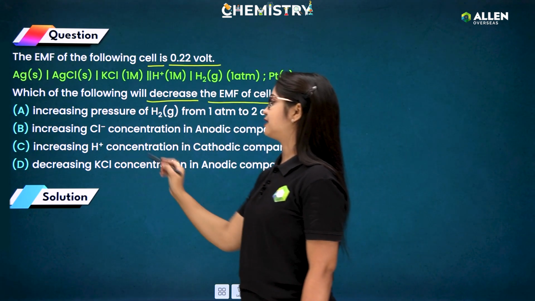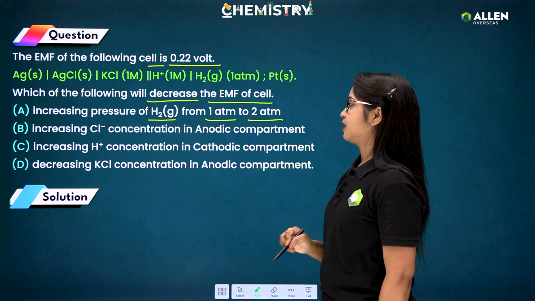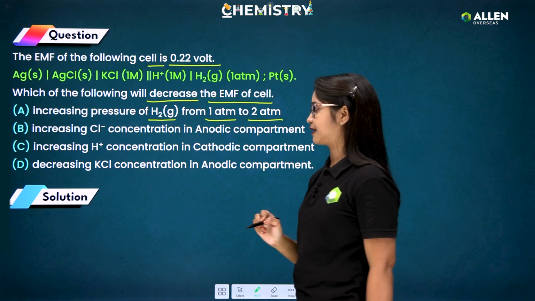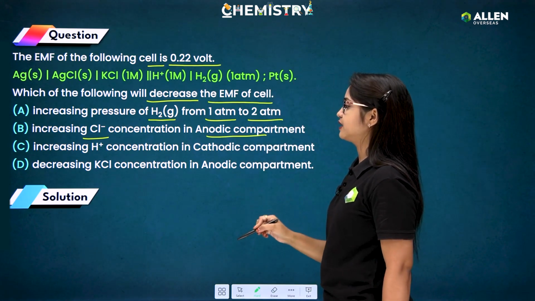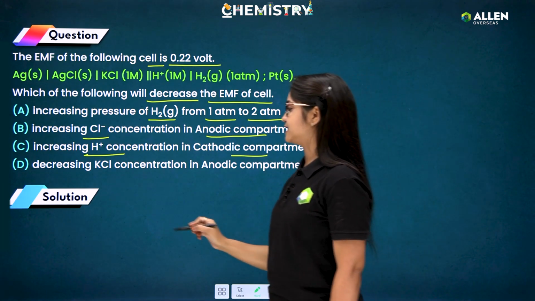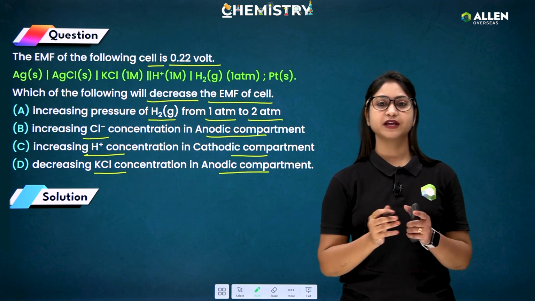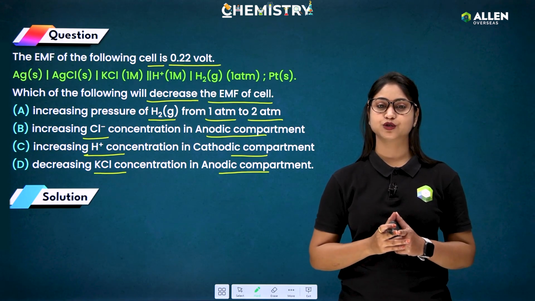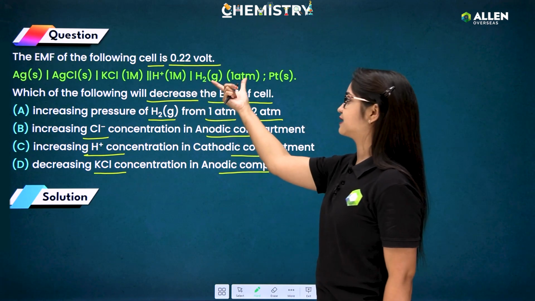Option A says increasing the pressure of hydrogen gas from 1 atm to 2 atm. Will it decrease the EMF of the cell or increase it? We have to check. The other options are increasing Cl minus concentration in the anodic compartment, increasing H plus concentration in the cathodic compartment, and decreasing KCl concentration in the anodic compartment. First of all, we have to write the equation to find out the EMF of this cell, then we will be able to find it out. So let's see. This is acting as the anode, and this is the cathode, right?